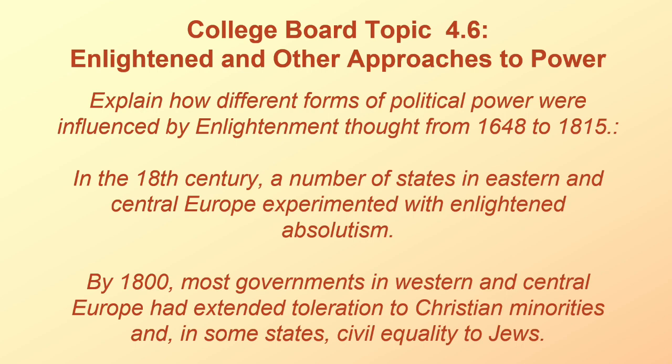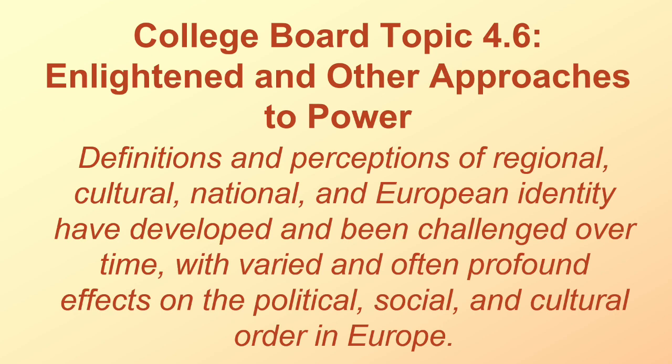Well, in the 18th century, a number of states in Eastern and Central Europe experimented with enlightened absolutism. By 1800, most governments in Western and Central Europe had extended toleration to Christian minorities and, in some states, civil equality to Jews. Definitions and perceptions of regional, cultural, national, and European identity have developed and have been challenged over time, with varied and often profound effects on the political, social, and cultural order in Europe. I think they're talking about Poland here.